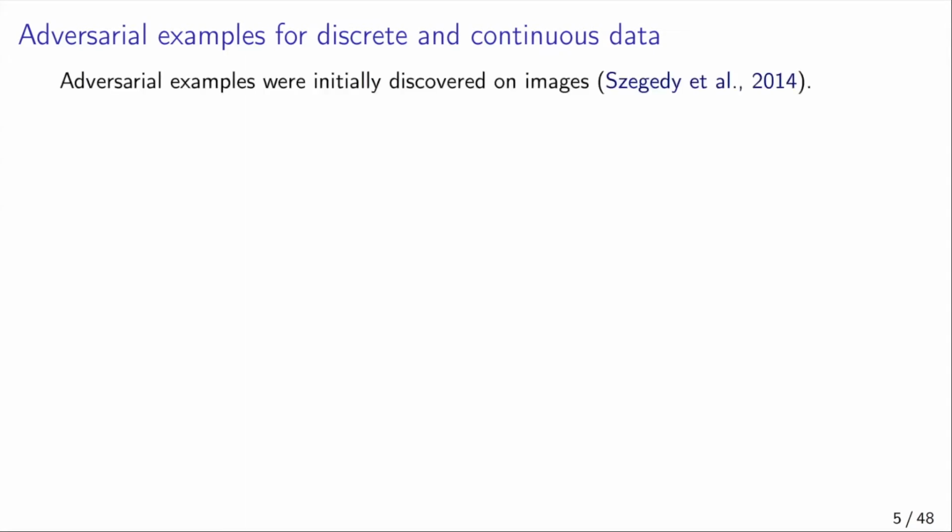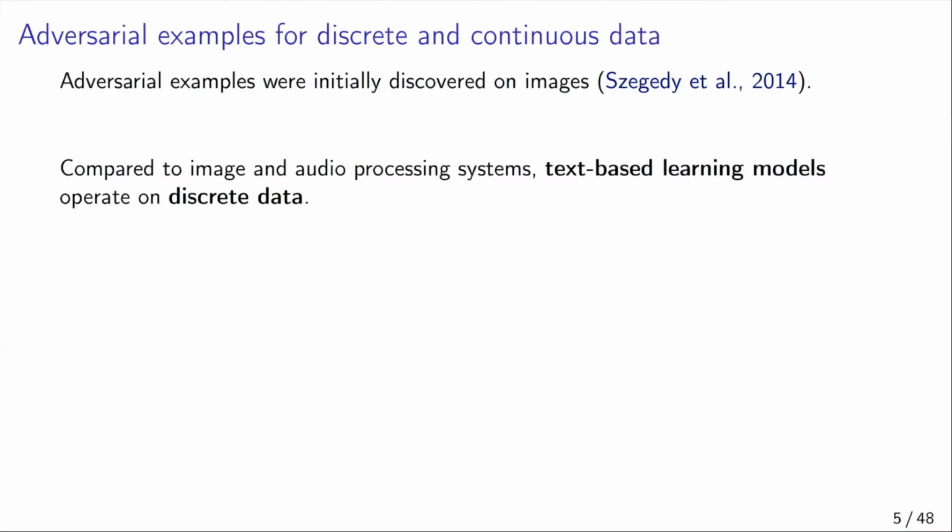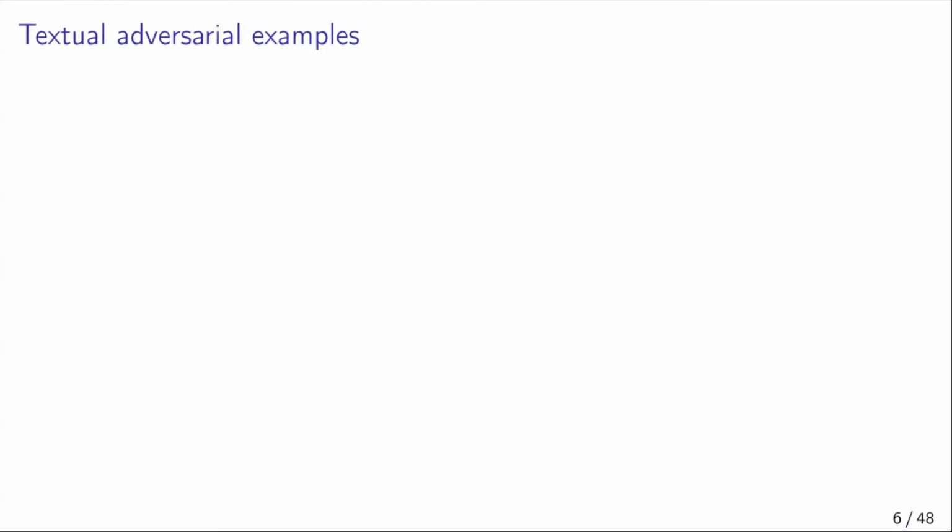When we deal with text, we have a bit of a problem because, as compared to images, text is usually represented with a discrete set of tokens. So adversarial examples were initially discovered in images, but compared to image and audio processing systems, in text we deal with a set of words that form sequences, and we need to perturb those sequences in an adversarial way. That means some of the attacks that have been proposed in the area of computer vision do not necessarily transfer across modalities, especially not onto text. So what do we do about this? How do we generate textual adversarial examples?